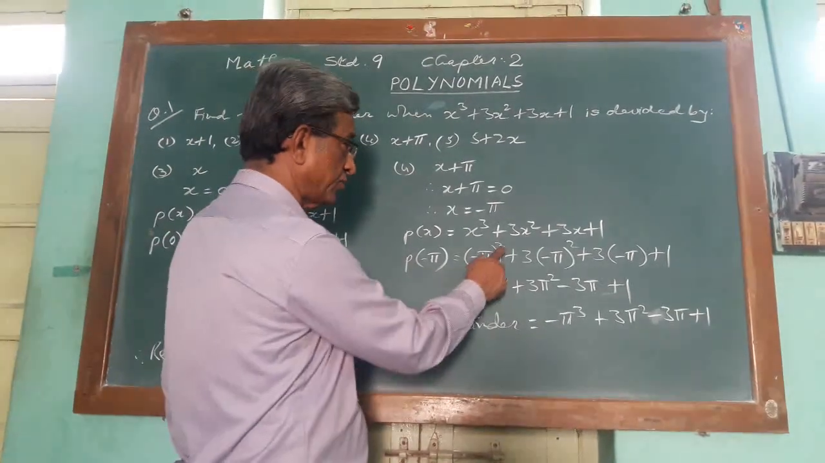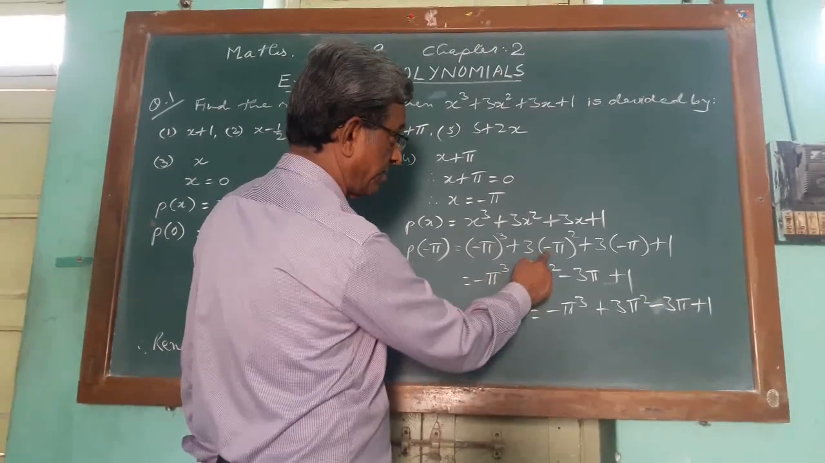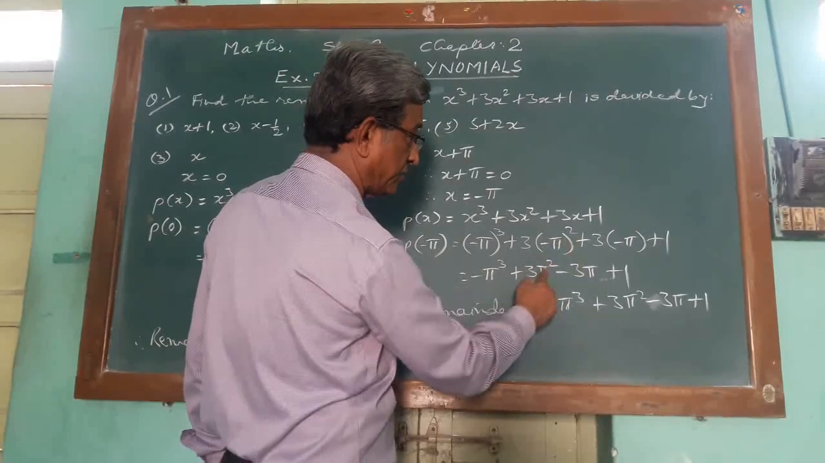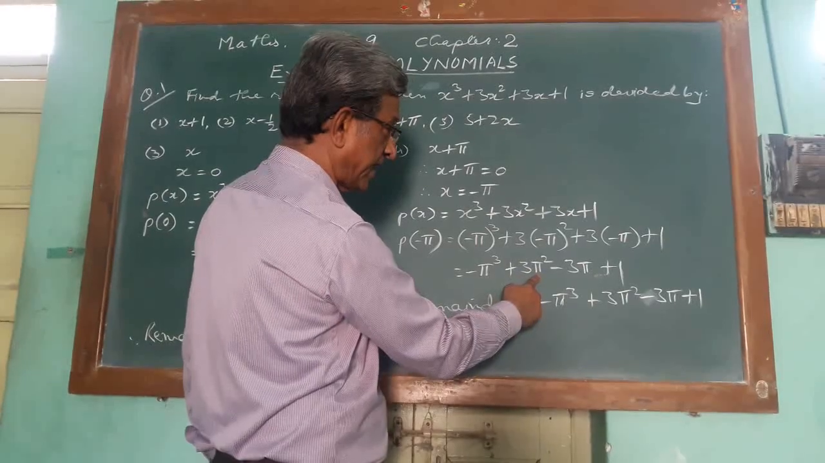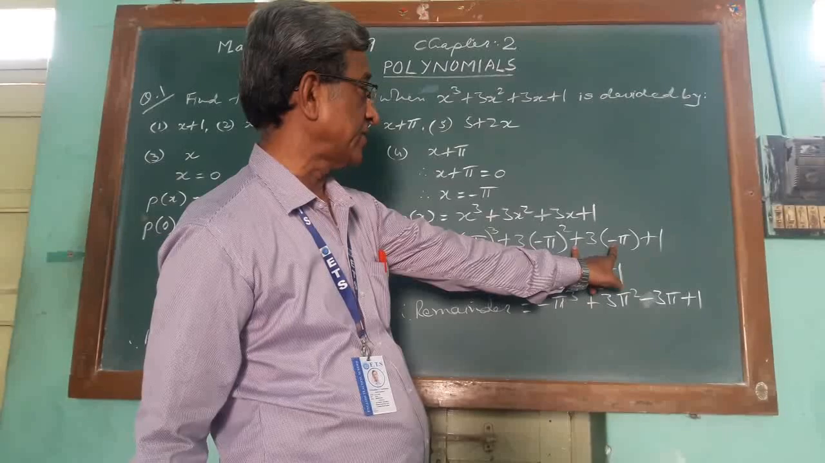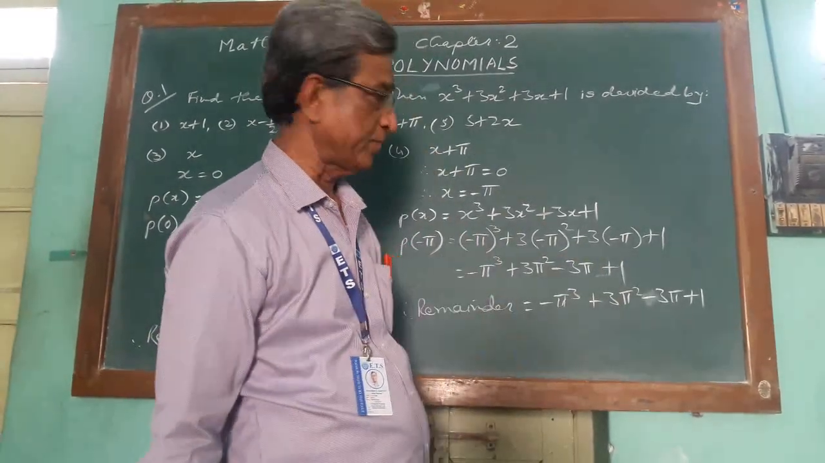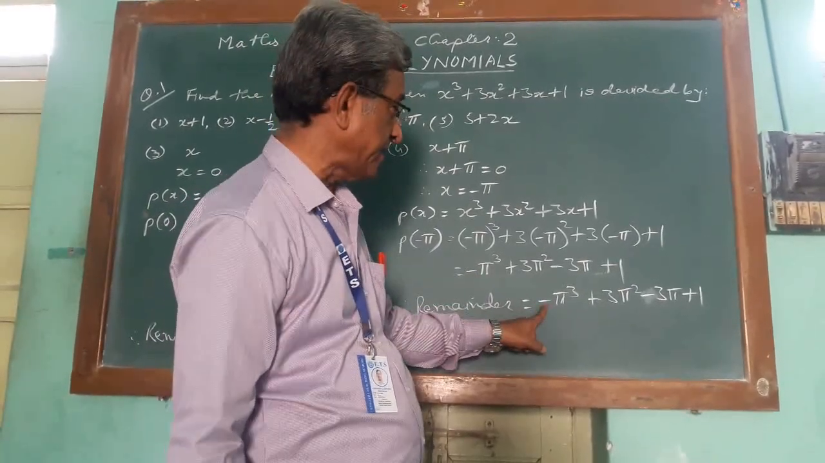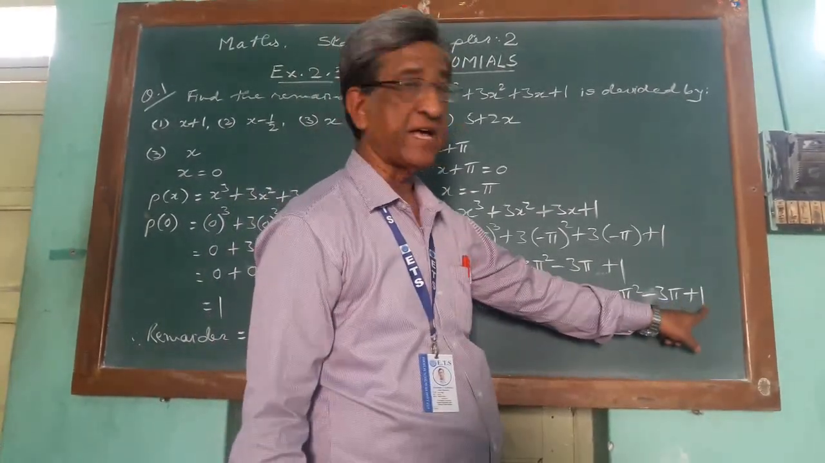So minus pi raised to 3 gives minus pi cube. 3 as it is, minus pi square. Minus pi square gives you only pi square. Minus into minus becomes plus. So plus 3 pi square. Then plus into minus gives you minus 3 pi, plus 1. So you cannot simplify further. So the remainder will be minus pi cube plus 3 pi square minus 3 pi plus 1.